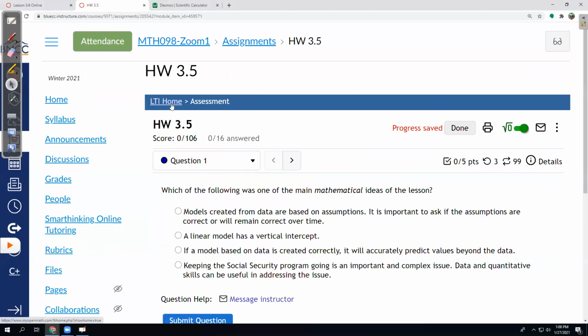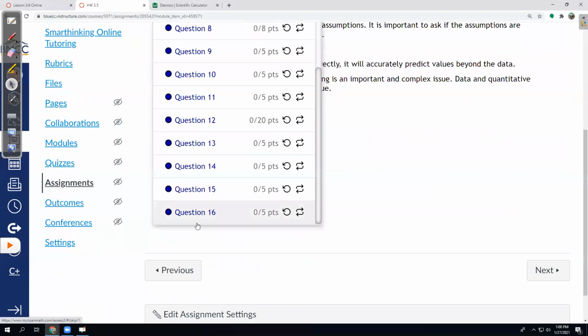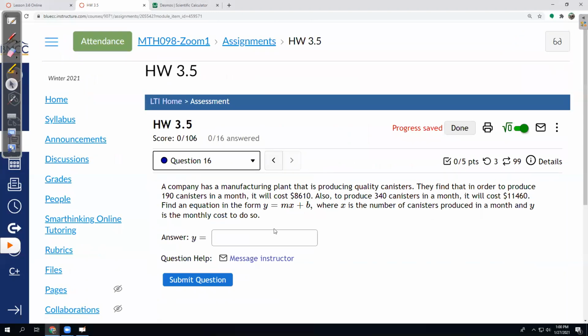Our homework assignments are a lot of points. What's that? So their homework assignments are a lot of points.